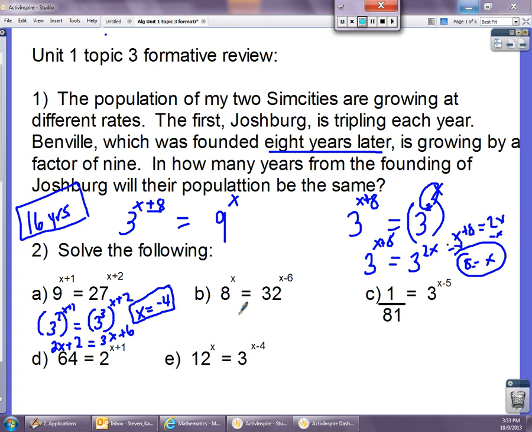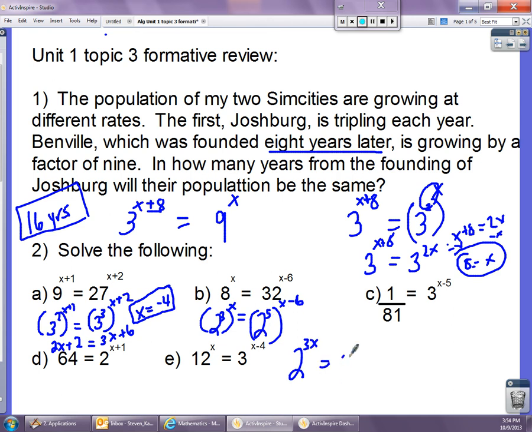All right, so the next one, 8 and 32. 8 I could break into 2 to the third, and 32 I could break down into 2 to the fifth. So 8 is 2 to the third to the x power, and 32 is 2 to the fifth to the x minus 6 power. So I'll go down here and erase this later. 2 to the 3 times x, that'd be 2 to the 3x power. This becomes 2 to the 5 times this whole thing, 5x minus 30 power.